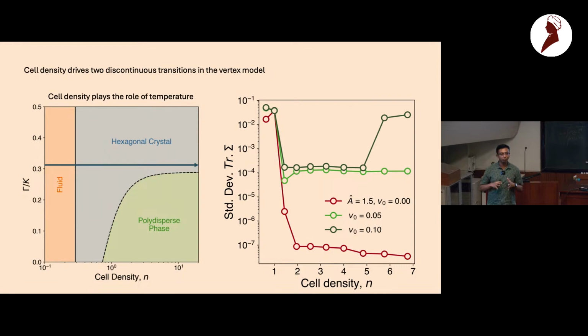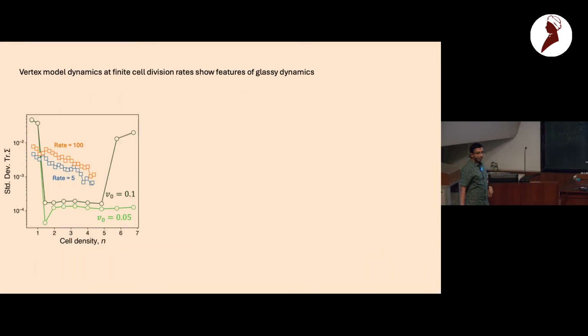So we start with all of them having roughly the same size, A naught equal to whatever is dictated by the... So starting with... And this is a constant density simulation, so the number of cells is not changing. So all we are doing is basically minimizing the energy, okay? So this is what we see when we do a constant division rate simulation.